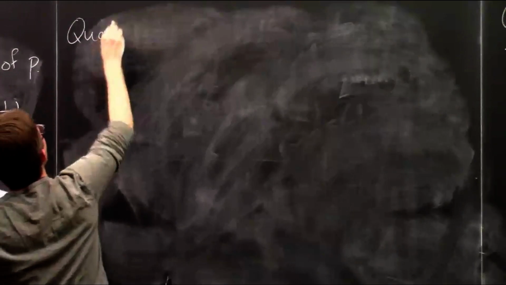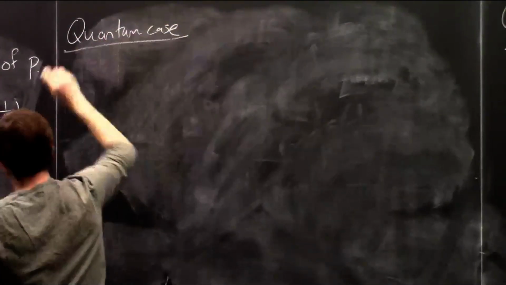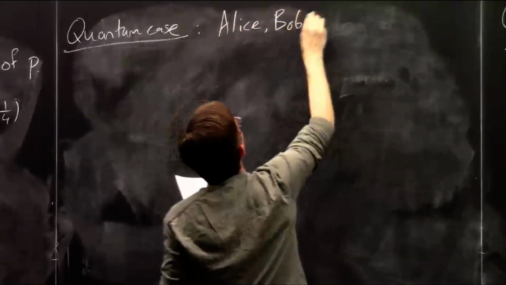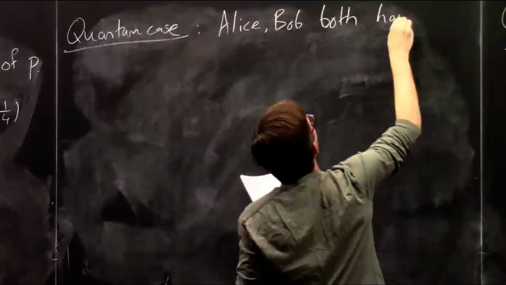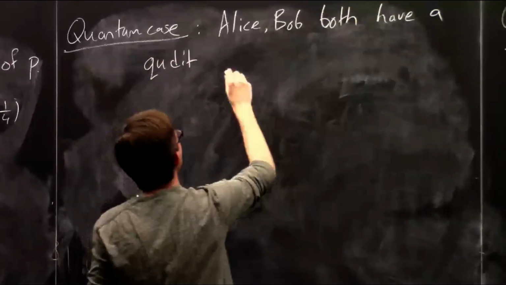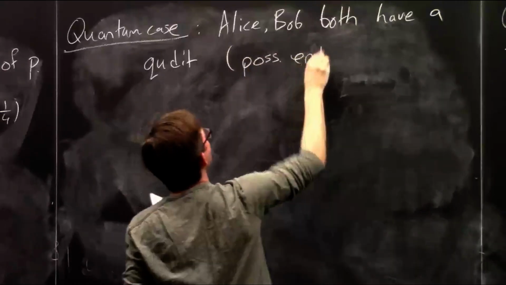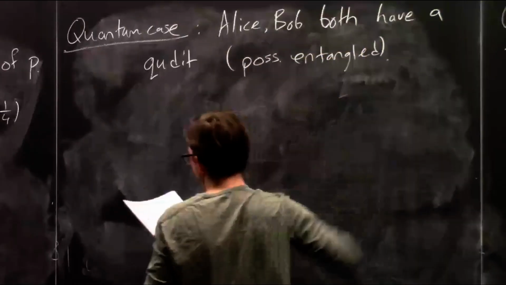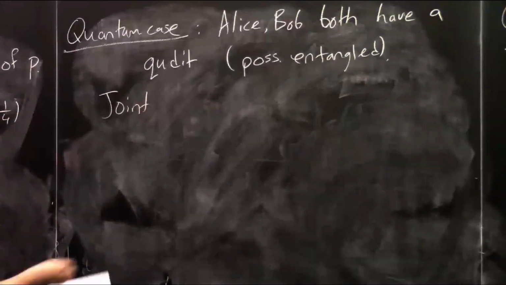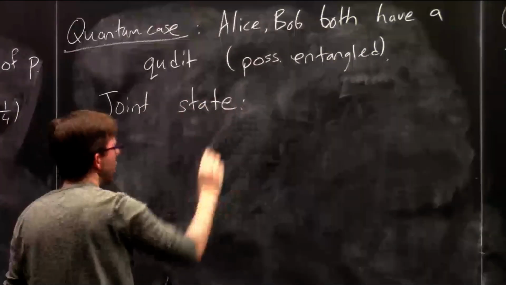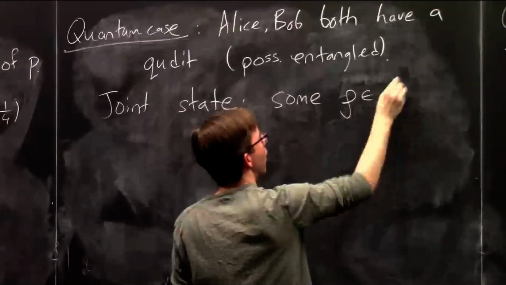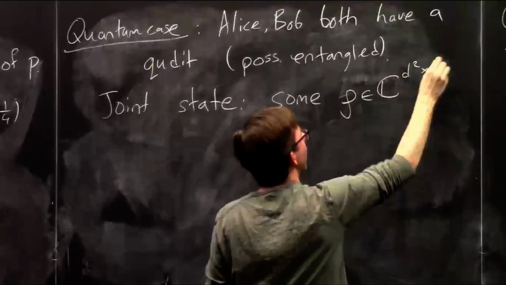Let me go over that a little bit. So the story is Alice and Bob both have a particle. There are two particles, each d-dimensional, and they're possibly entangled. The joint state, the two particles together, is a d²-dimensional system. And it can be a mixed state too, potentially. So it's some rho that's d² by d².